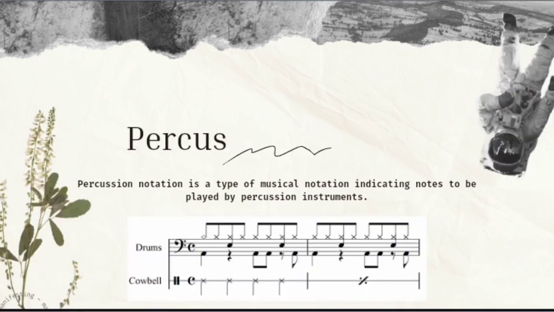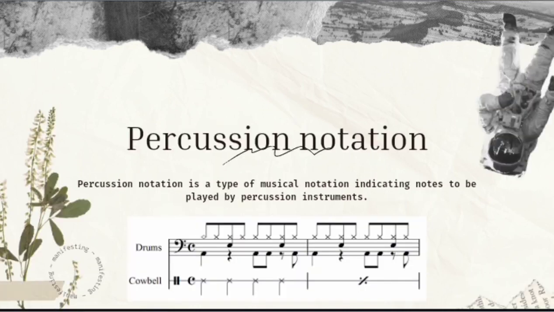So we now move to our percussion notation. All our drummers in the house, are you there? Okay, so now we have percussion notation. Percussion notation is a type of musical notation indicating notes to be played by percussion instruments. We know our percussion instruments: drums, the triangle, the cowbell and all of that. So this is how their notation looks like.